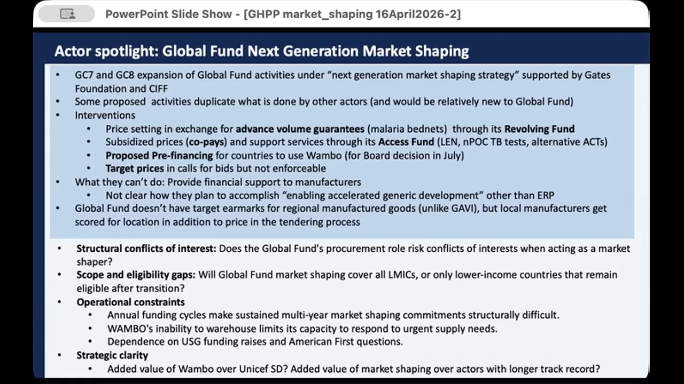And then in terms of strategic clarity, it does need to be asked, what is the added value of WAMBO over UNICEF's supply division? Obviously, if they allow countries to purchase on credit, that's a big thing. And then the question of added value of market shaping over other actors with a much longer track record that have had 20 years to learn from their mistakes, let's say. Next.